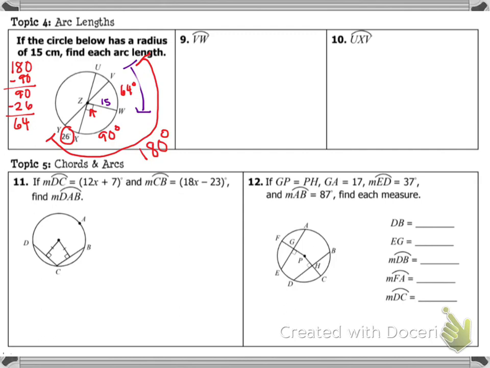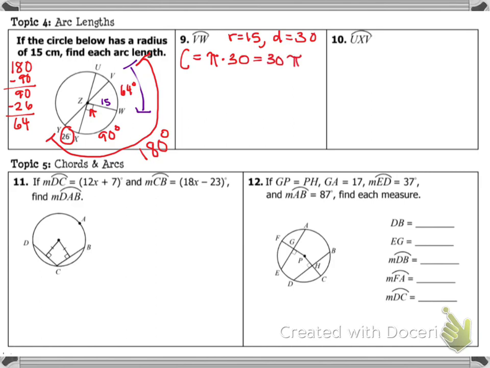I need to know, what distance would I travel if I went around the outside of the circle? The distance I would travel is the circumference. If I need a circumference, I just use pi d. So my circumference around the outside of this entire circle is pi times, my radius is 15, so that means my diameter is 30. So my circumference is pi times 30. My circumference is 30 pi.